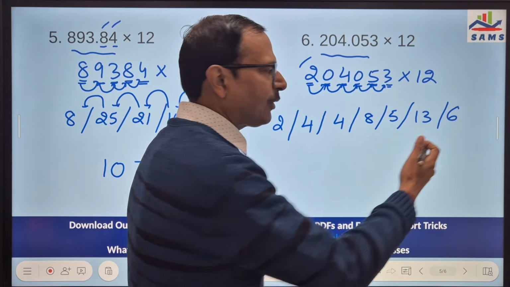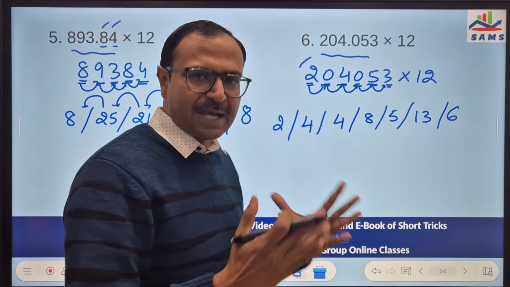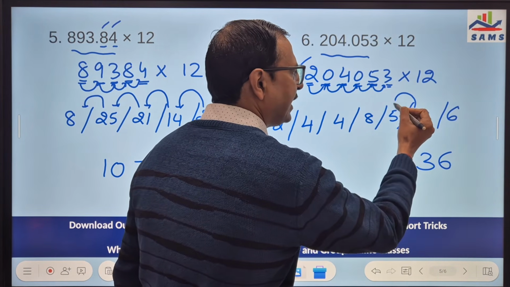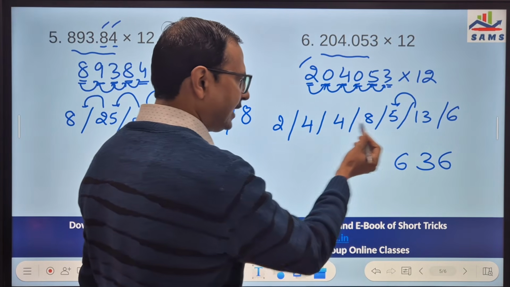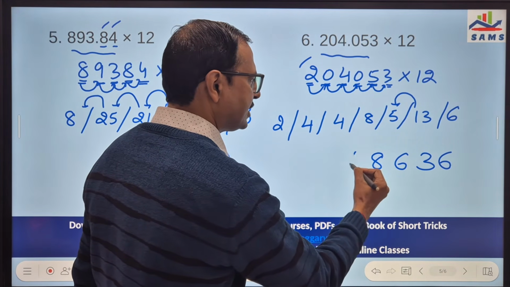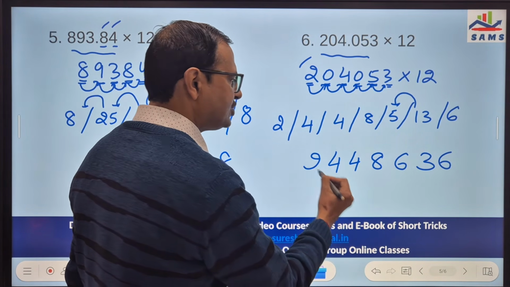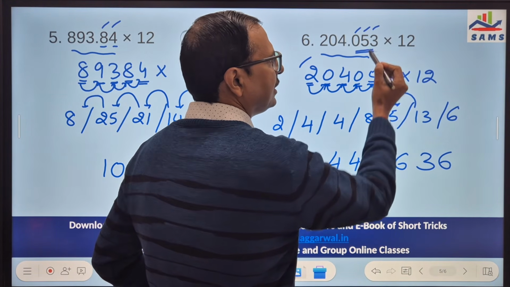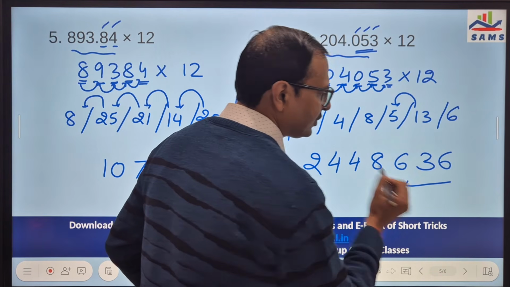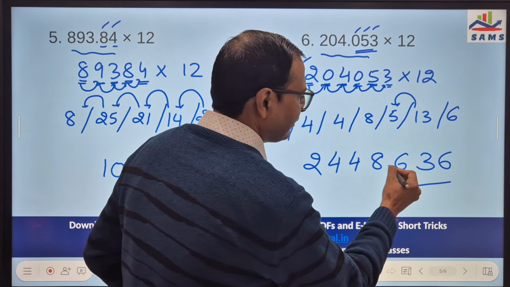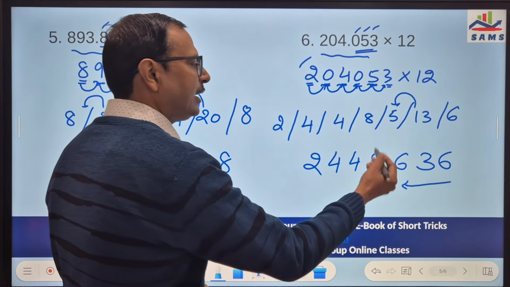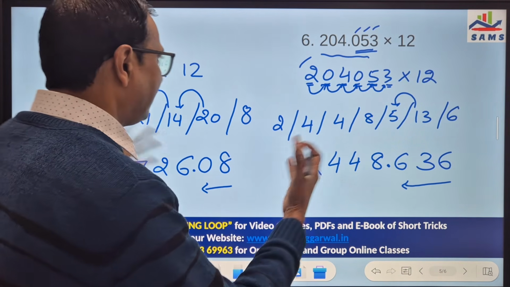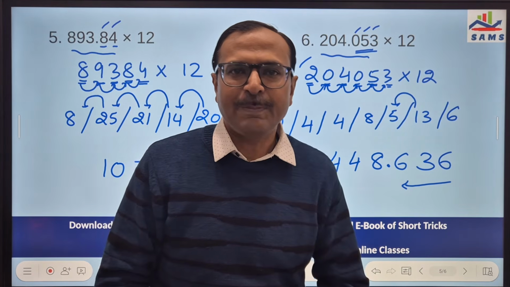Now very less number of 2-digit numbers, so that makes our task easier. So this is 6, 13 means 3, 1 carried, we have the 6 here, and then rest of the digits are all single digit numbers which do not change. And now how many decimal places? 1, 2, 3. So put a decimal 3 digits from the right hand side, we have the answer 2448.636, and that completes our video on multiplication by 12.